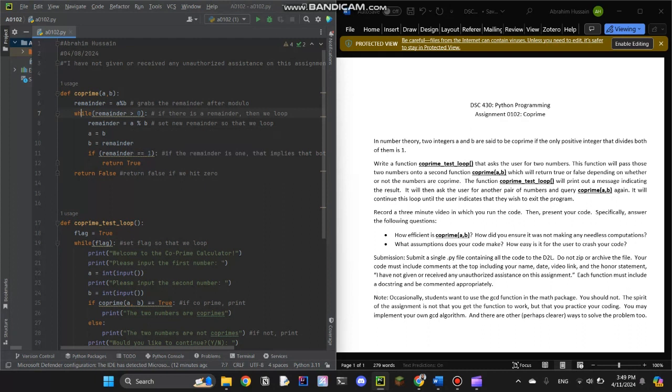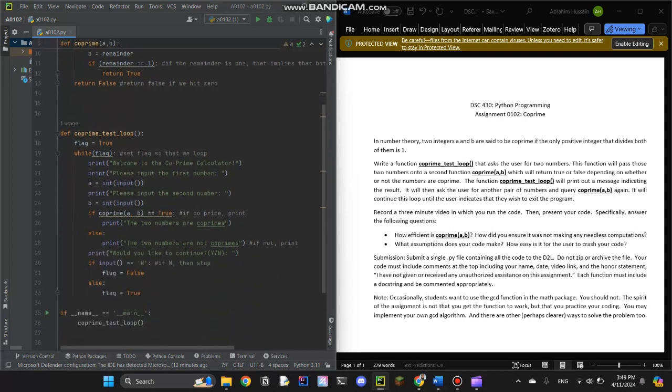So then you set a to b, and you're taking that b and dividing it again with the remainder, right? So if the remainder isn't 1, meaning that we haven't found that the greatest common divisor is 1, then we're going to keep going and we're going to loop. Now, if we get less than 0, or we never hit 0, right? Then we're just going to return false.